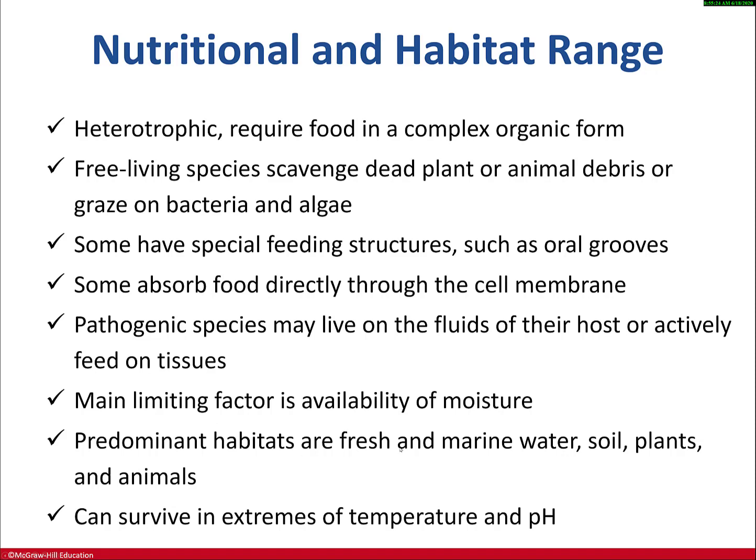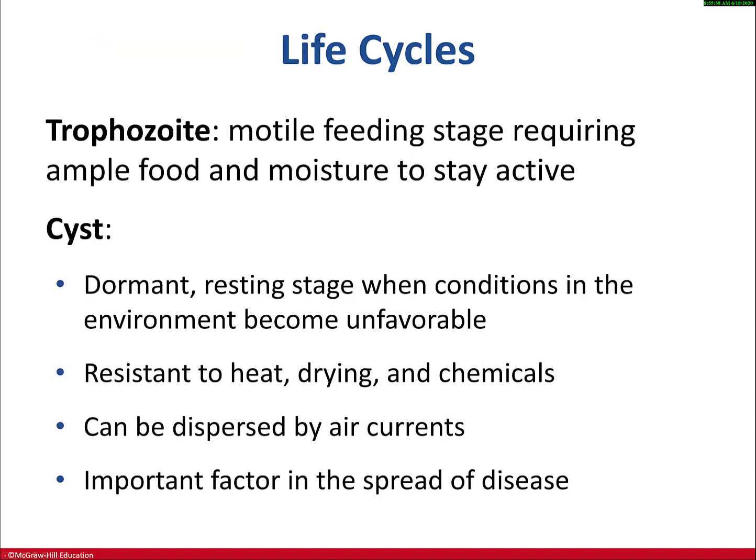Predominant habitats are fresh and marine water, which we start to see a lot, especially when we have flooding and things like that, and they can survive in extremes of temperature and pH. They can handle it. Now, whenever you're asked a question and you haven't a clue, and they're asking what life cycle stage this is showing, 9 times out of 10, if you answer trophozoite, you'll be right, because that's kind of the standard, most predominant stage.